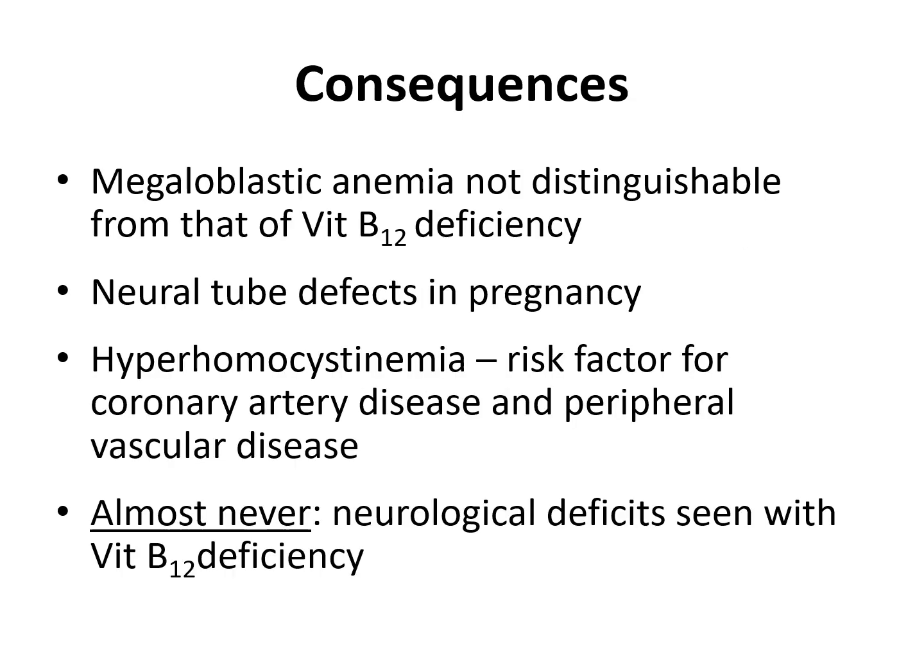The result, as you would expect, is megaloblastic anemia, which you cannot really distinguish from that of vitamin B12. So same presentation, same signs and symptoms, of course. But neural tube defects have been reported in the fetus. One of the associated problems with folic acid deficiency is the development of hyperhomocysteinemia. And this in itself is a risk factor for coronary artery disease and peripheral vascular disease. And it could be a compounding effect for people who already suffer from these diseases.